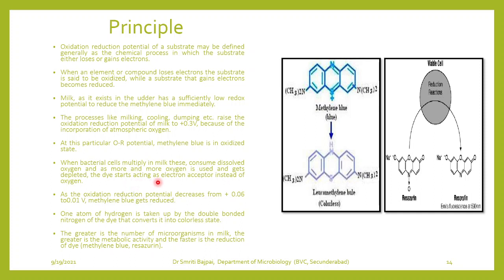Now when the bacterial cells multiply in the milk, they will consume the dissolved oxygen, and the more oxygen is used, it will get depleted and the dye will start acting as an electron acceptor. So here, instead of oxygen, the dye will act as the electron acceptor, and then the oxidation reduction potential will decrease from say 0.06 to 0.01 volt. So methylene blue will start getting reduced. Okay, so the greater the number of organisms in the milk, the greater the metabolic activity and the faster the reduction. So more activity, more fast reduction will be there.